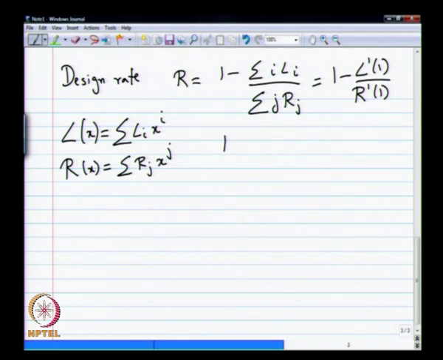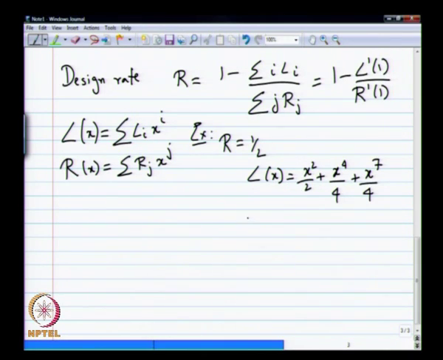So, one example I gave for design rate half, I think you computed this. We had one example, L of x being equal to x squared by 2 plus x power 4 by 4 plus x power 7 by 4, and then r of x is equal to x power 7 by 2 plus x power 8 by 2, okay. So, one thing you can try, for instance, is to say I will allow degree 2, degree 4 and degree 7 for the left nodes, okay.